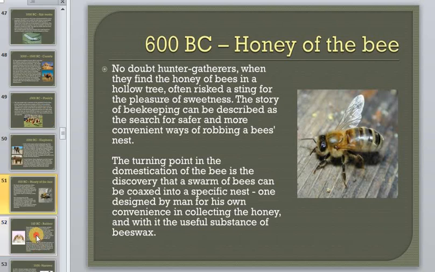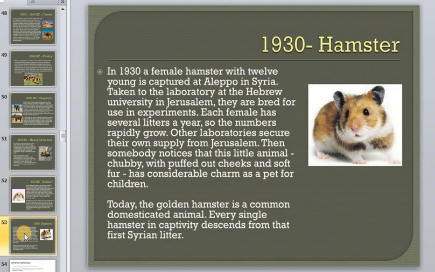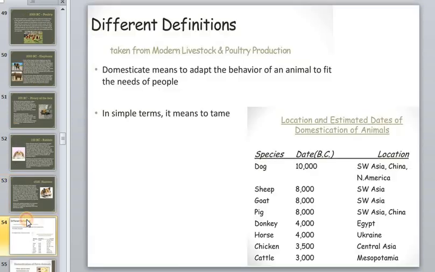We have these insects, and not so long ago rabbits, since Roman times, and even the hamster. It's only 100 years. A female hamster with 12 young was captured in Syria and taken to laboratory investigation, and we use these animals in this time too. And there are different definitions like this for all species and the location where it takes time. I don't know about Ukraine, horses, maybe 1,000 years here, I don't know.